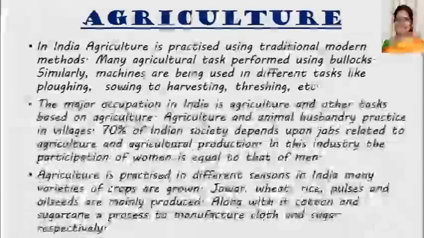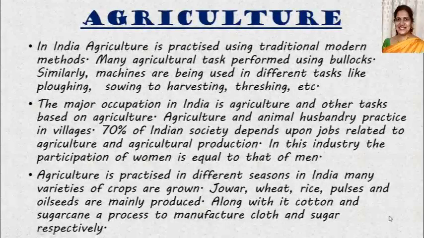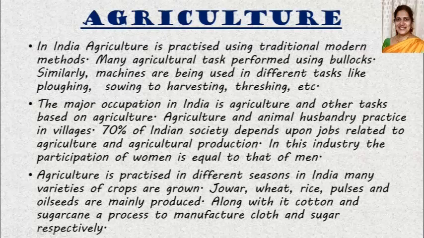The next one we have is agriculture. Our country is agriculture based, and this is being practiced by using traditional and modern methods. Many agricultural tasks are performed by using bullocks, especially in the rural areas. Machines are being used in different tasks like plowing, sowing, harvesting, threshing, etc. So the major occupation, as I said, is agriculture in our country.